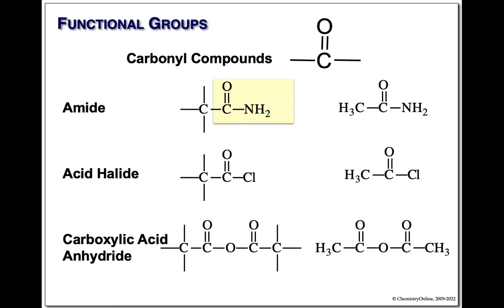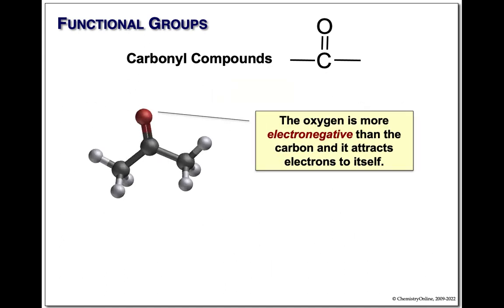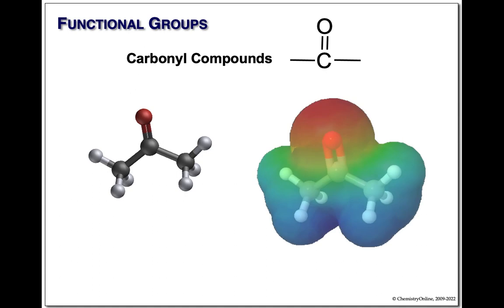Now, carbonyl compounds are perhaps the most important functional group in organic chemistry. That's because the oxygen, being much more electronegative, sucks the electrons up, making this carbon positive and the oxygen negative. The electrostatic potential map shows that. Big red oxygen, big blue bottom down here. Now, why is that important? Because this carbon is positive. Things with electrons react with it.